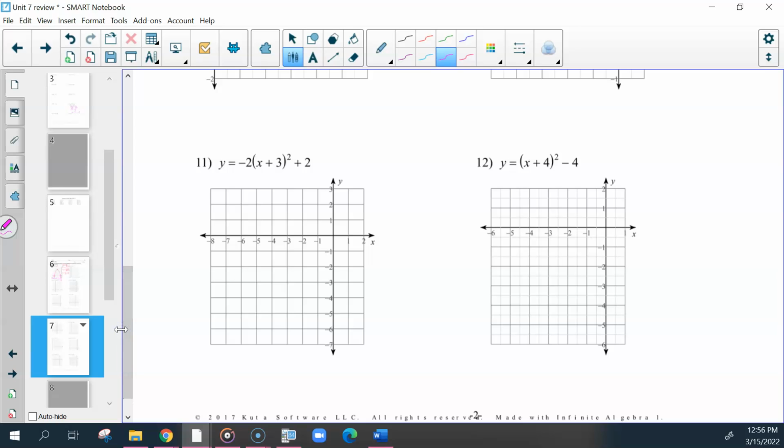So for 11, what is your vertex? 3 and 2. You're close. Take this number, switch it. Oh, so negative 3. Negative 3, positive 2 would be your vertex. Then you would put this into your calculator and graph it. That goes fast.